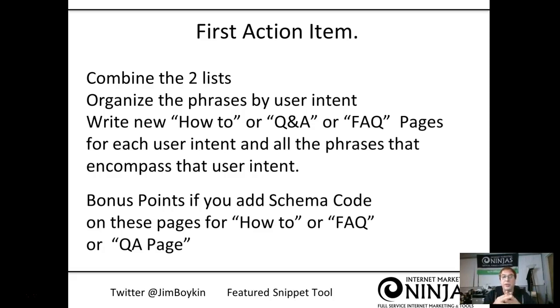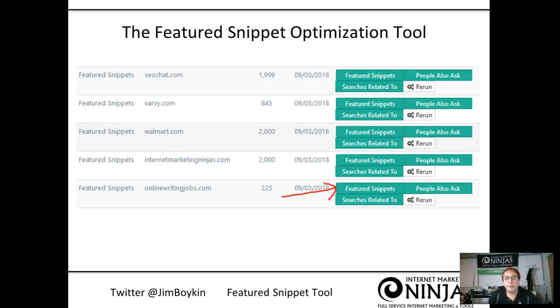That's a page level, and you pretty much want that to be about one item, which is why you're going to create new pages based off of this. So there's your first action item. You're going to create new pages based on those phrases, and ideally you're going to add schema code to it. I'll tell you a little bit about schema code later in this talk.